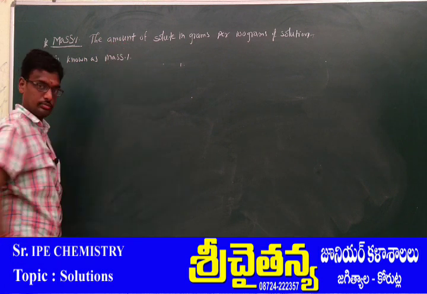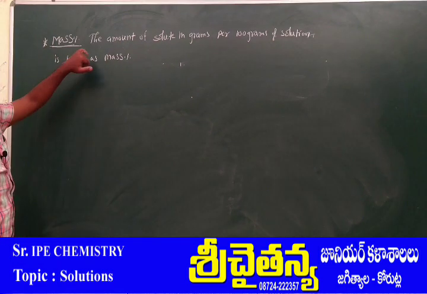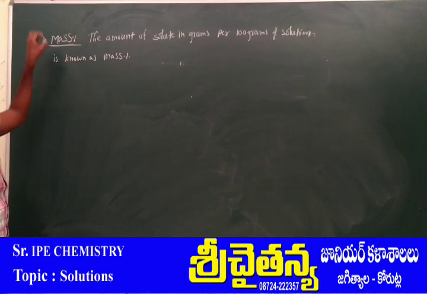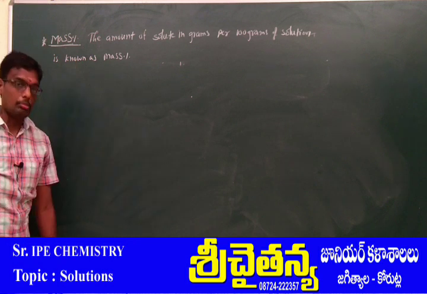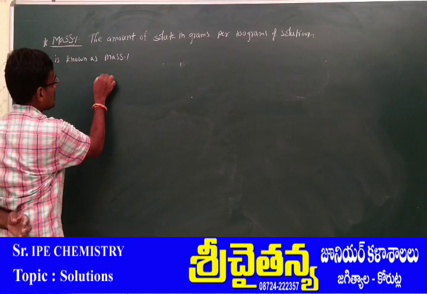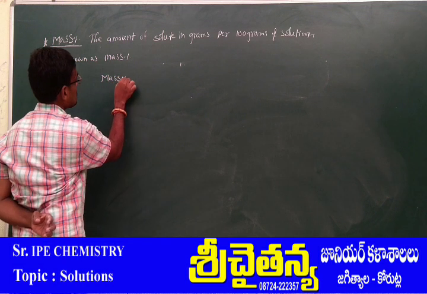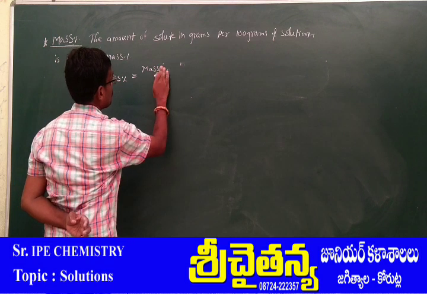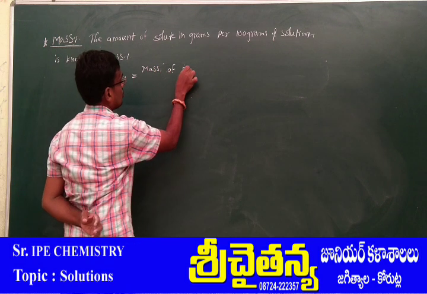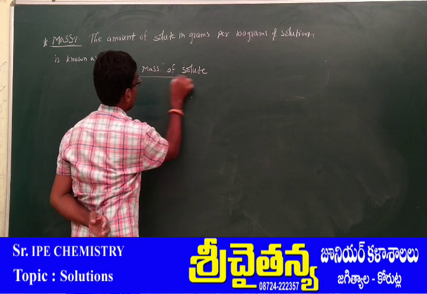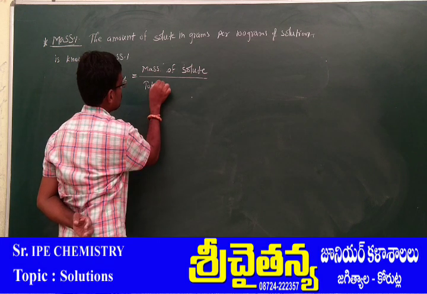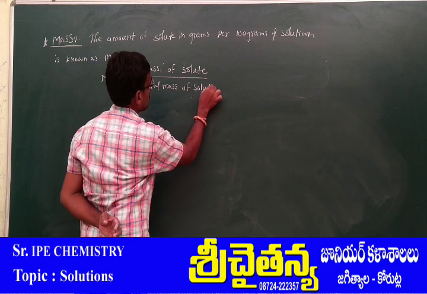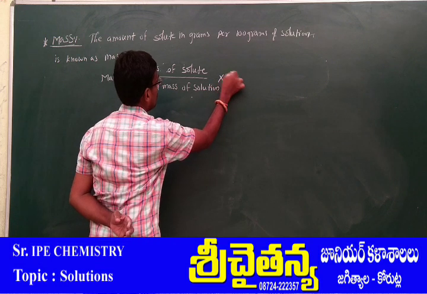Once again, the amount of solute in grams per 100 grams of solution is known as mass percent. The formula for mass percent is: mass percent equals mass of solute divided by total mass of solution, multiplied by 100.